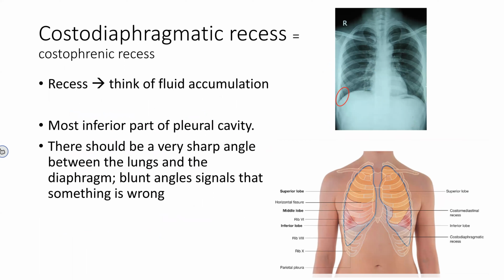And moving on to the different recesses, you have the costodiaphragmatic recess, which is where you can see the sharp pointy end in a chest X-ray, and they're both potential spaces. With a recess, something that can go wrong is fluid accumulation. So that's when you get blunting of that sharp edge.